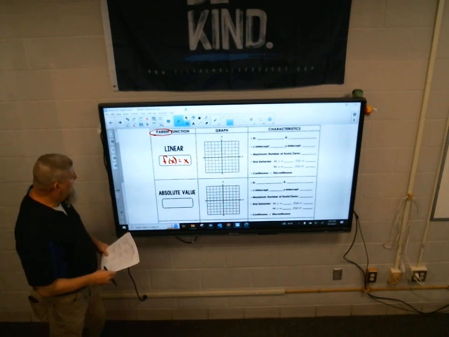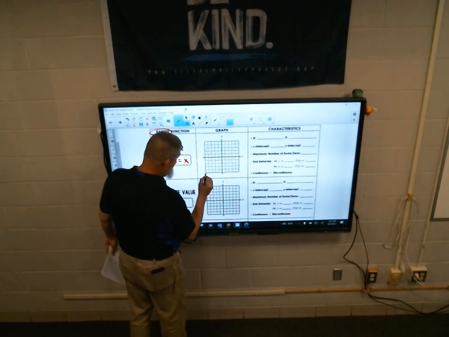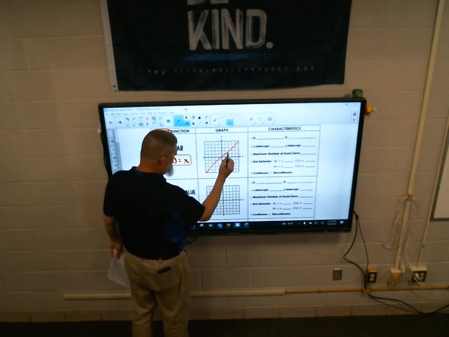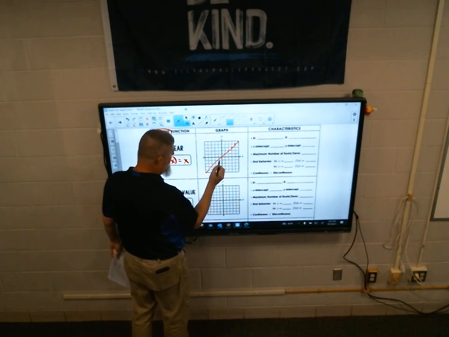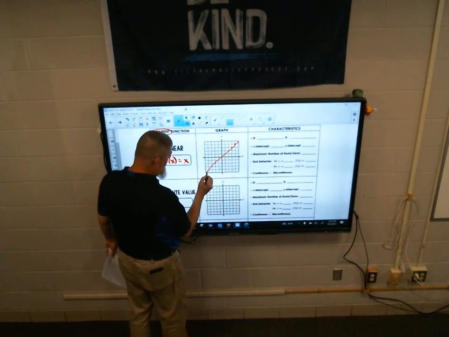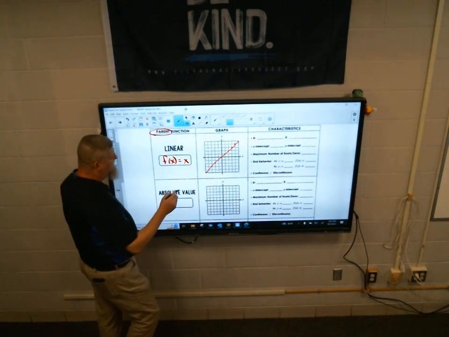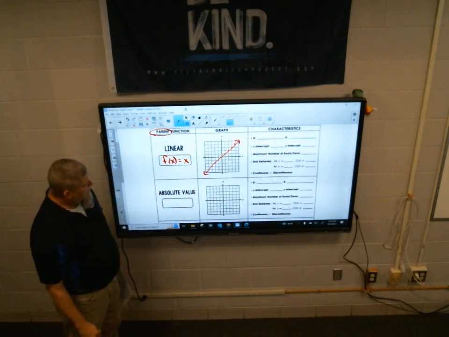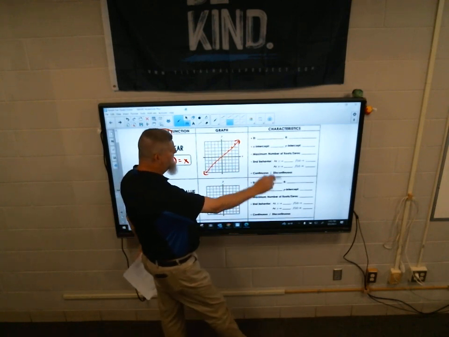So, linear function, f of x equals x, it looks like this. It goes from here, right through the origin. Think about it: 1, 1, 2, 2, 3, 3, 4, 4, 5, 5. Same thing down. It's a straight line, left to right. Okay, so what's the domain of a linear function?